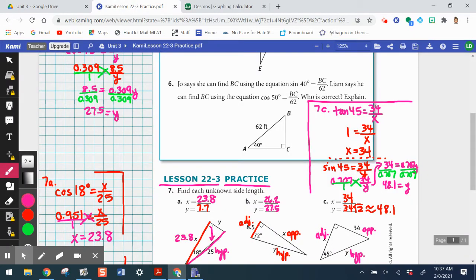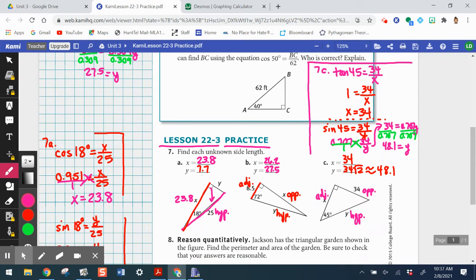And then I noticed I was dealing with one of our special right triangles, the 45, 45, 90 degree triangle. And so I realized that if one of the legs is 34, the other leg has to be 34, because if we have two congruent angles in this triangle, we're going to have two congruent legs in this right triangle. So without actually even solving, which you could see the work here, 1 equals 34 over x, 34 over what is 1? Well, it would be 34 over 34. But we could also remember that we have our special right triangles to find that missing side as well.